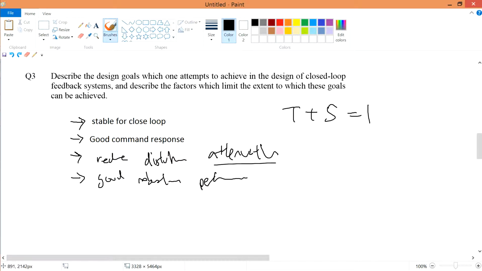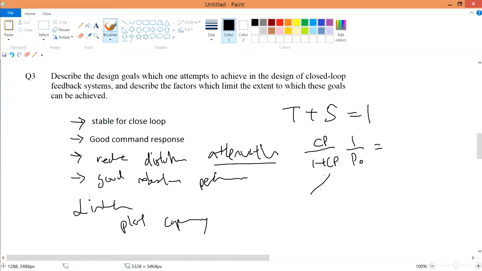Let's relate to the limitation now. Describe the factors which limit the extent to which your goals can be achieved. The first thing is your plant capacity, because your plant cannot fully operate when T is full. If you remember, Cp over 1 plus Cp, and then 1 over P naught, this is your, what do we call, the control sensitivity function. You still remember, you can determine your T naught in this case. Actually, this is not T naught, but rather this is actually C over 1 plus Cp.